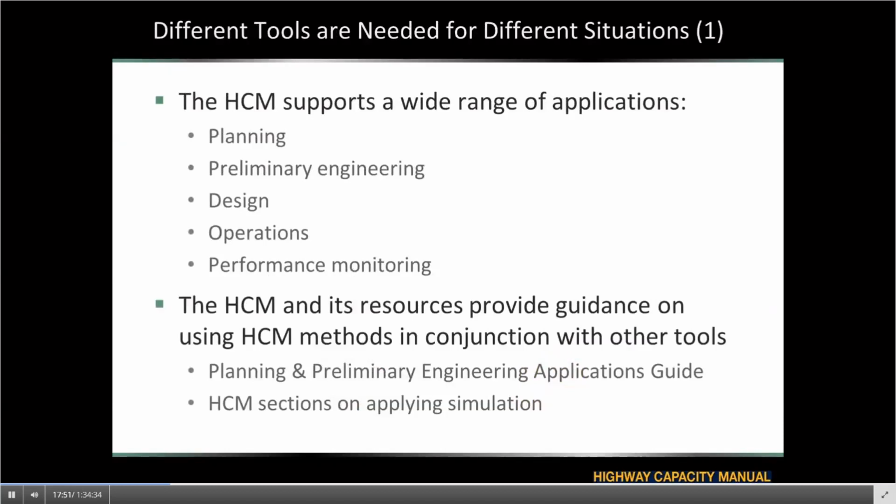Practitioners work with different analysis tools and different levels of input data precision for different types of analysis. The HCM supports a wide range of applications, ranging from planning studies, where study areas may be large and relatively little data are available for any given facility, to detailed operations analysis of a single facility or intersection where conditions are known precisely. In addition, the 6th edition provides guidance on how to use the HCM, its applications guides, and its other resources in conjunction with other traffic analysis tools.